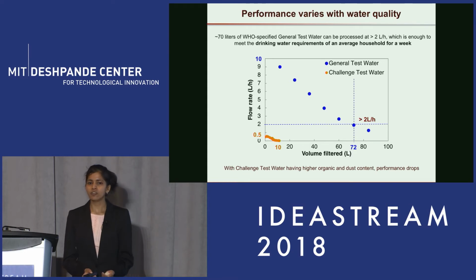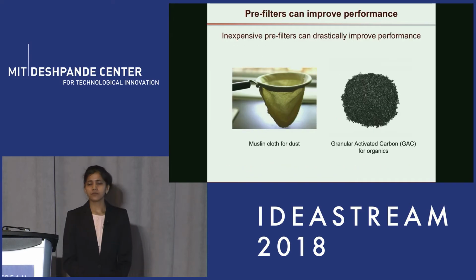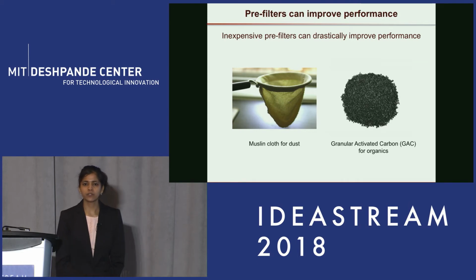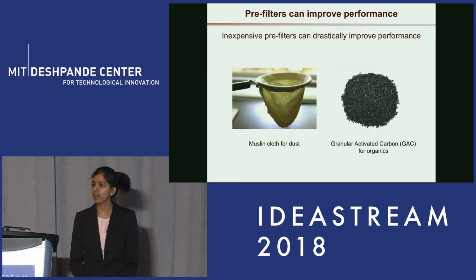So what we are basically looking at here is a filter that can be replaced on a weekly basis for household water applications and can be used on a need basis. So in order to prolong filter lifetime, you can use very inexpensive pre-filtration methods like cloth or activated carbon.